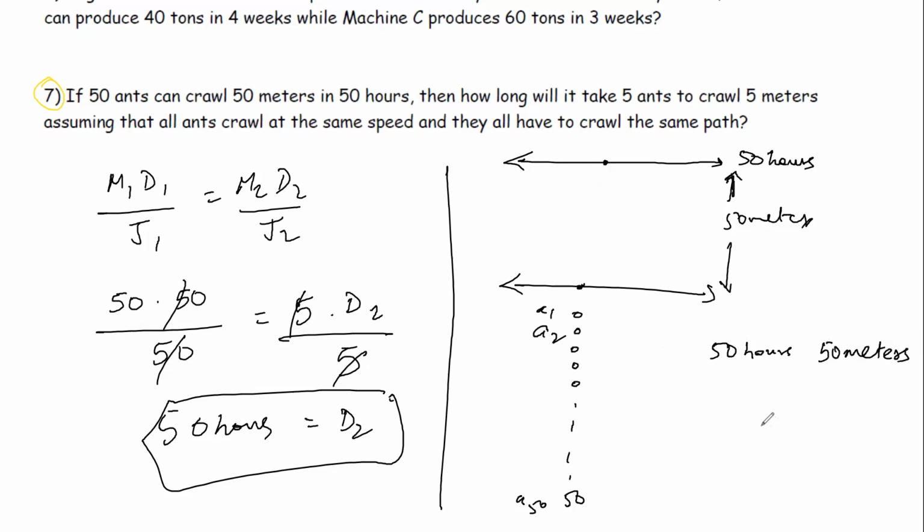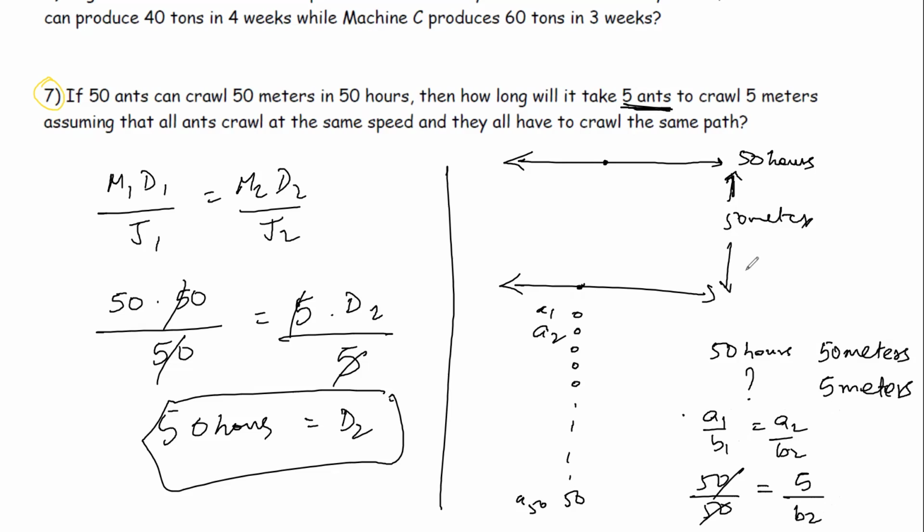right? Now, so 5 ants doesn't matter now. Again, whatever is for one ant will be for 5 ants also. So how much time will the ants take for 5 meters? So if the same ant has to cover less distance, it'll take less time, correct? So A1, B1, direct relationship, right? So we have A1 50 upon B1 50 is equal to A2, which is 5 upon B2 is what we need to find out. 50 goes, B2 is 5. So it takes 5 hours.